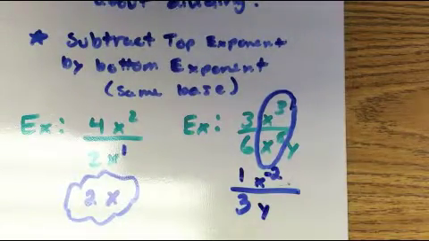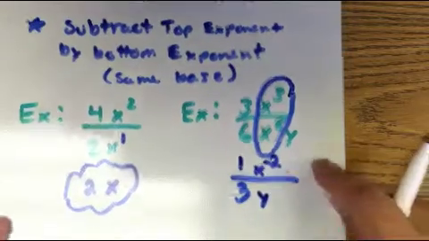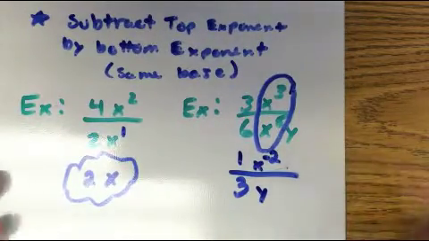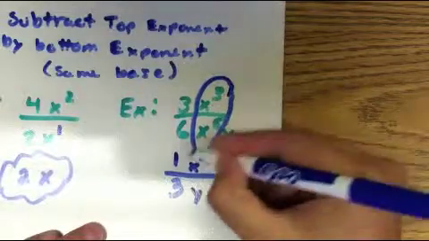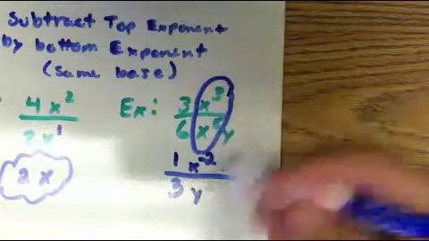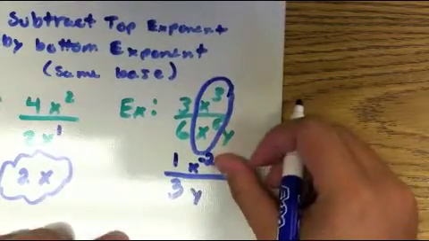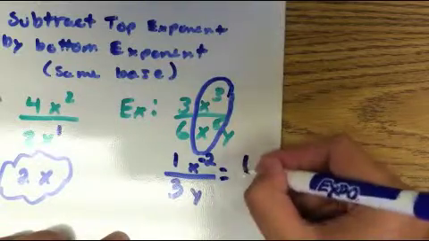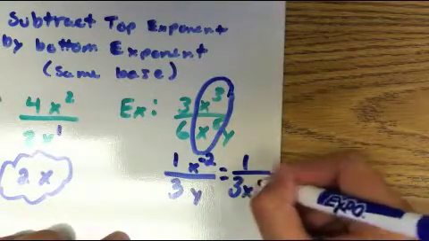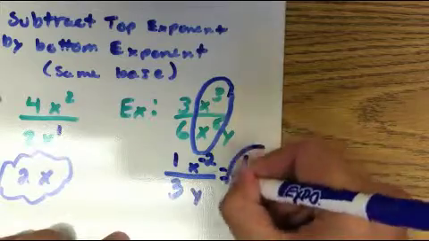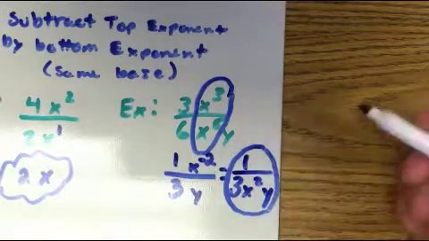Okay? But what's wrong with this? You got it, that negative 2, that can't be there. So another way that we would rewrite it is we need to take this and put it to the bottom, and that turns it into a positive. Hopefully you guys remember how to do that. So we still have 1 over 3x squared y. And that would be our answer.